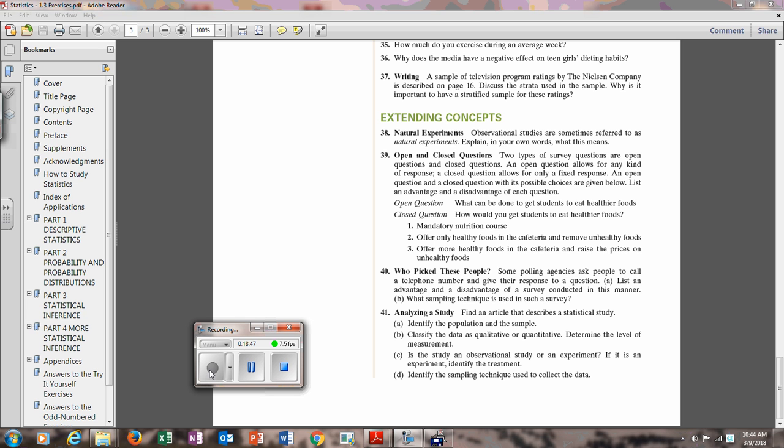An advantage of a closed question is that we could get everyone's ideas all together in a group. If we only have 3 different options for them to answer, we could get everybody's ideas kind of organized. They would either pick 1, 2, or 3.